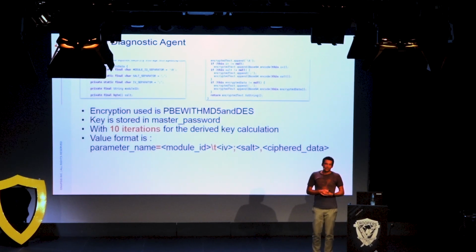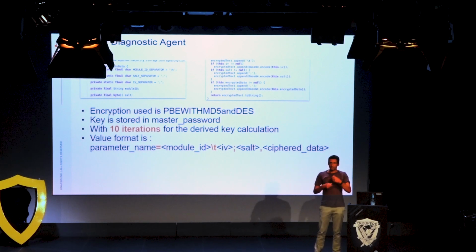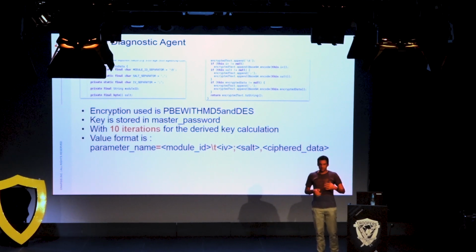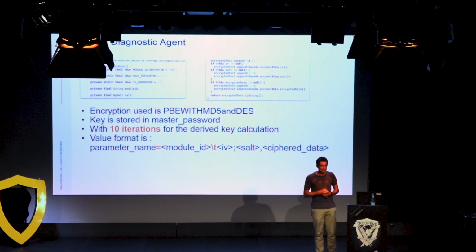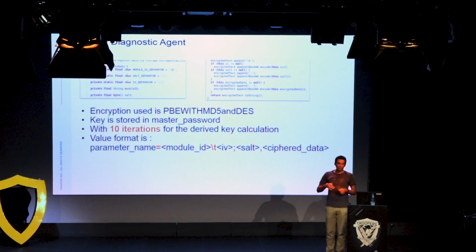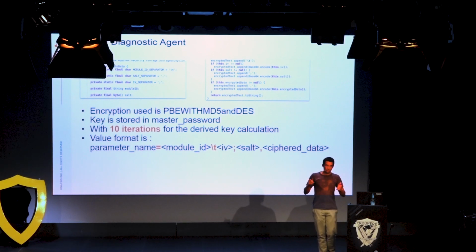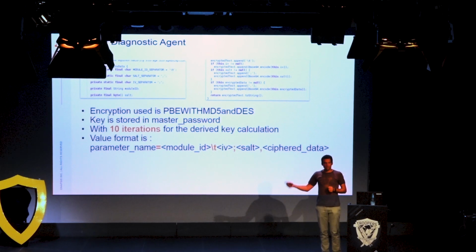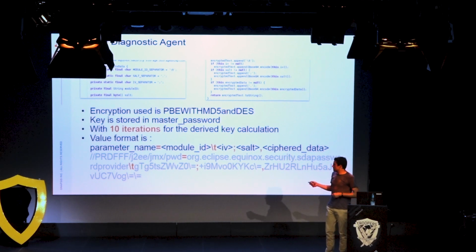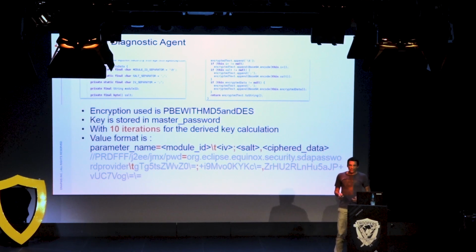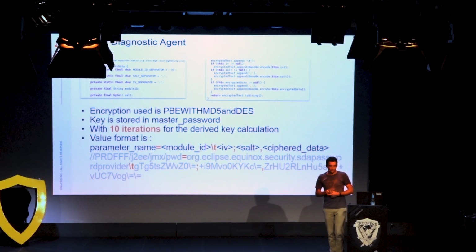So we quickly studied how the encryption is done. The number of iterations to calculate the derived key was not standard, so we brute forced it and found it's 10, etc., etc. Also, the format in secure.properties was something like that. It is the parameter name followed by the module ID, followed by the string \e, followed by the ID, the source, and at the end the encrypted data. So for this example, it means the password for this user, we don't have the user here, but the password is the last encoded part.